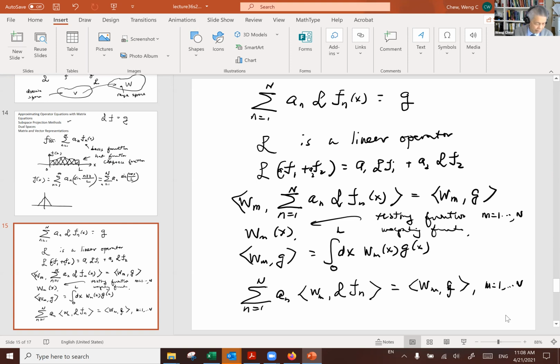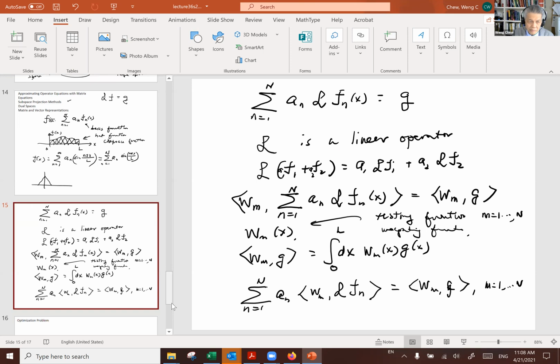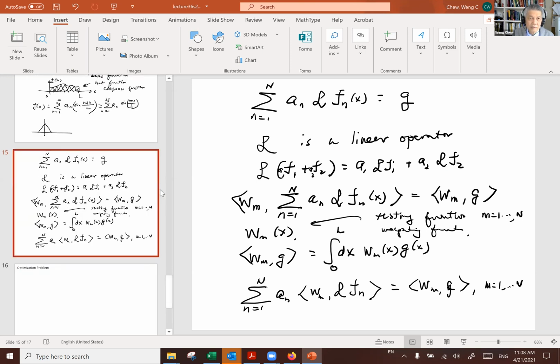And then if I look at my equation now, I started out with an abstract equation such as this one over here. After going through this procedure, I will end up with, let me see.